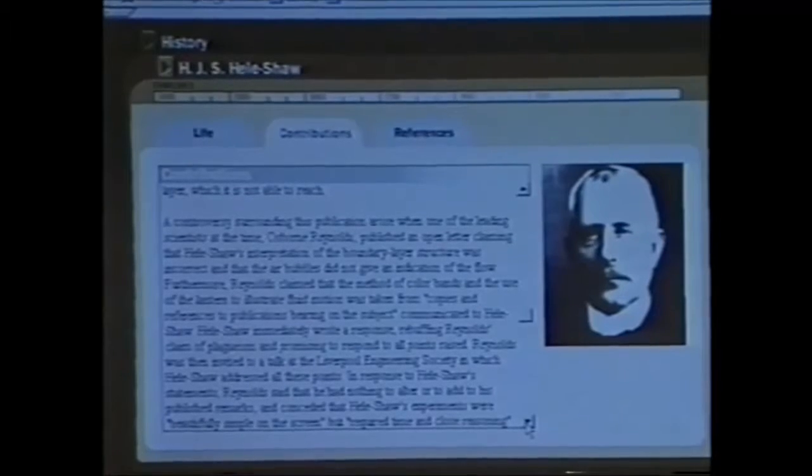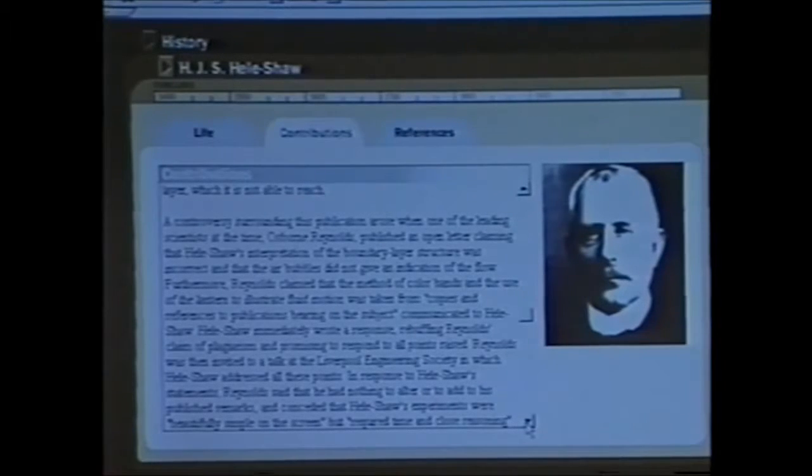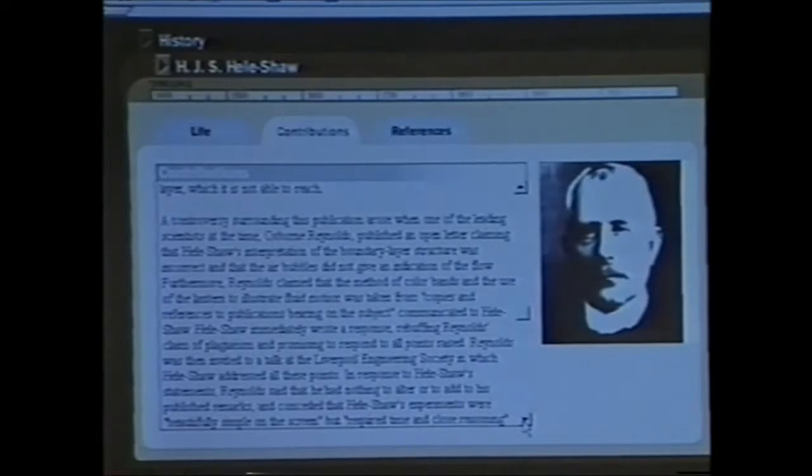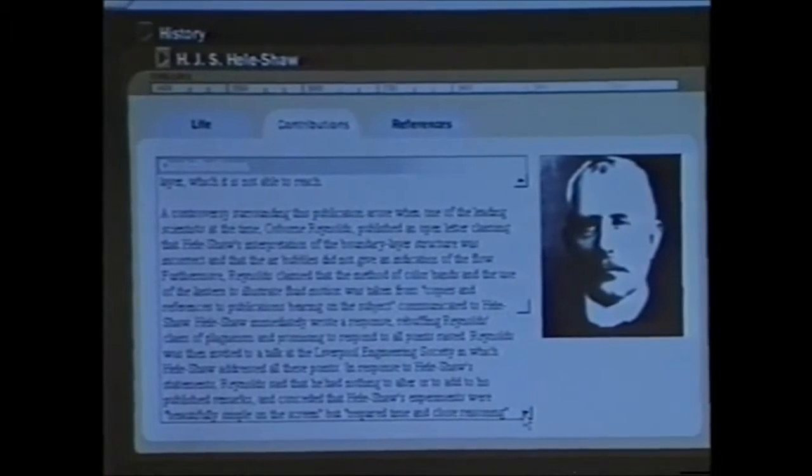A controversy surrounding a publication he'd done arose when one of the leading scientists of the time, Osborne Reynolds, published an open letter claiming that Hele-Shaw's interpretation was incorrect. Furthermore, he claimed that the method Hele-Shaw was using was taken from copies and references to publications bearing on the subject communicated to Hele-Shaw. So basically, here's Reynolds accusing Hele-Shaw of plagiarism. They had this big conflict. Hele-Shaw demanded an apology, and Reynolds said, well, kind of, I apologize, but I still think you plagiarized, and that's where they left it.